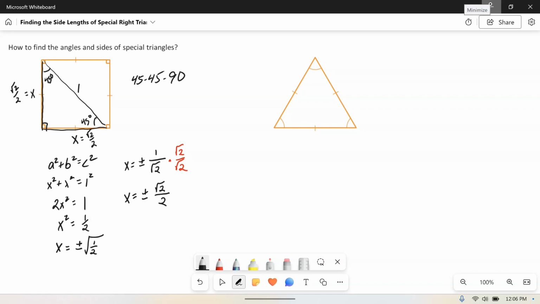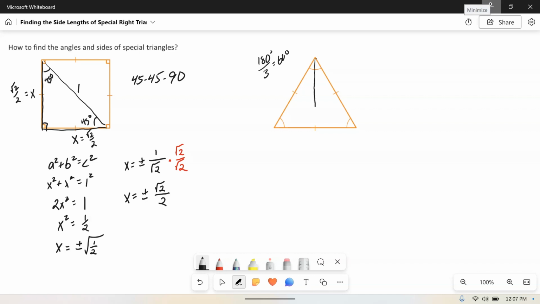We know that the sum of all three angles has to be 180 degrees, and since there are three of them, if we take 180 degrees and divide it by 3, we get 60. So I know that each of these angles is 60 degrees. Okay. So we want to deal with a right triangle in this case. And just like we divided the square in half, we're going to divide this triangle in half.